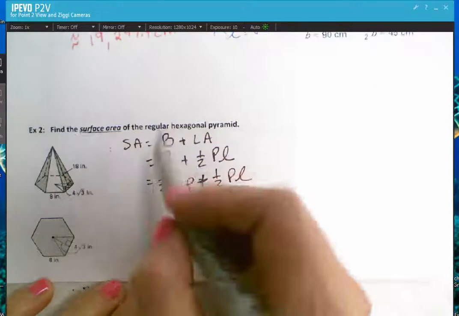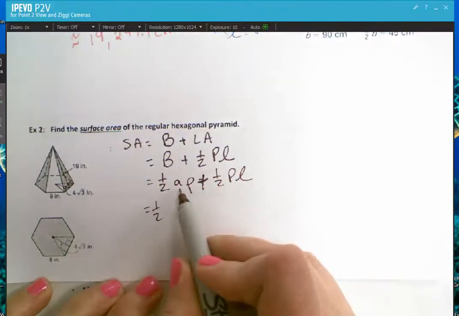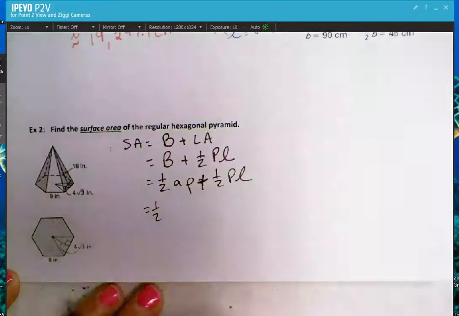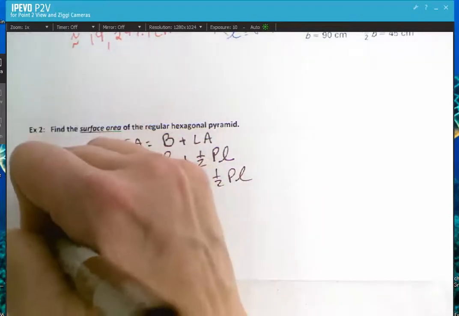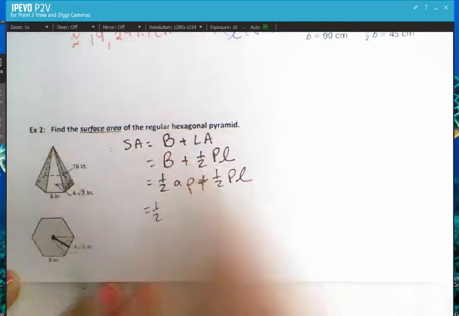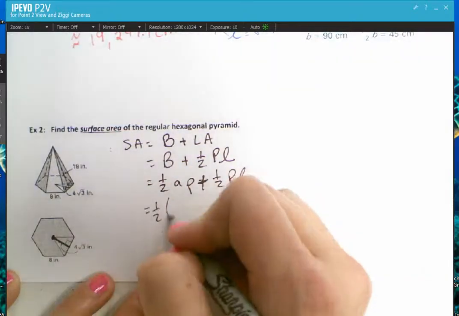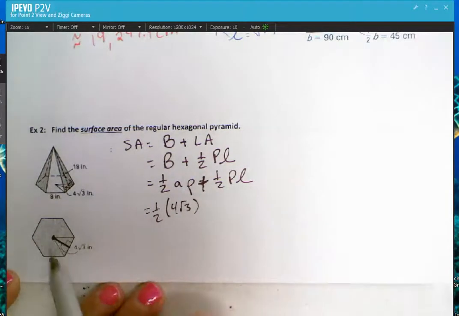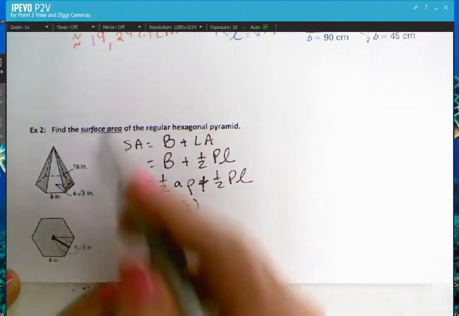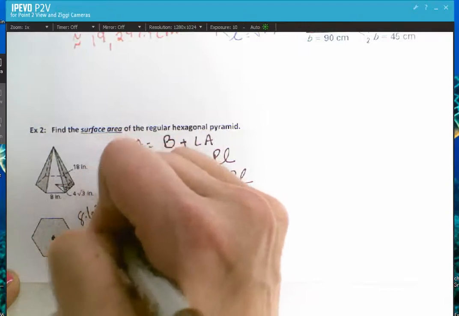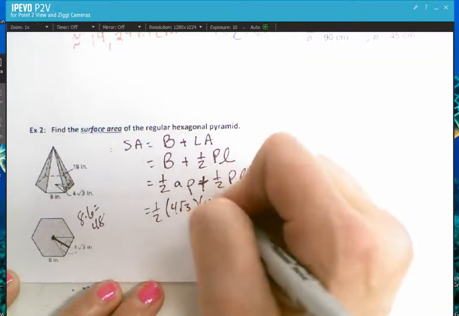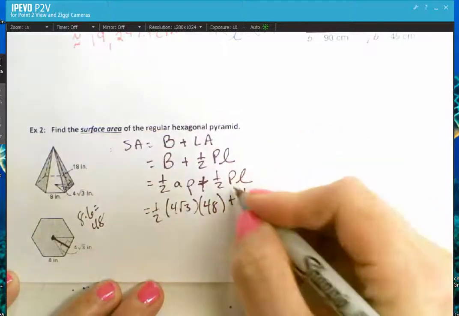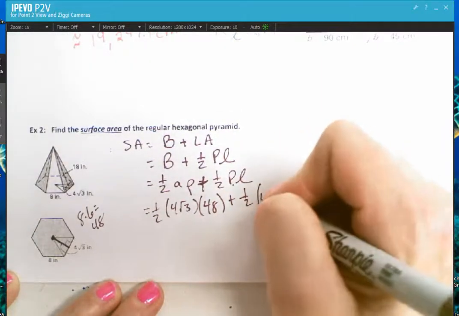Then I figure out the pieces I have. So 1/2, a is apothem. They broke the base out for us so we could see it in a little more detail. Apothem is from the center perpendicular to the side, so I know my apothem is 4 rad 3. P is perimeter: 8, 1, 2, 3, 4, 5, 6. So 8 times 6 equals 48. That's going to be my perimeter, which will come in handy when we do the lateral area, side 2. Plus 1/2 P again is the perimeter of the base.